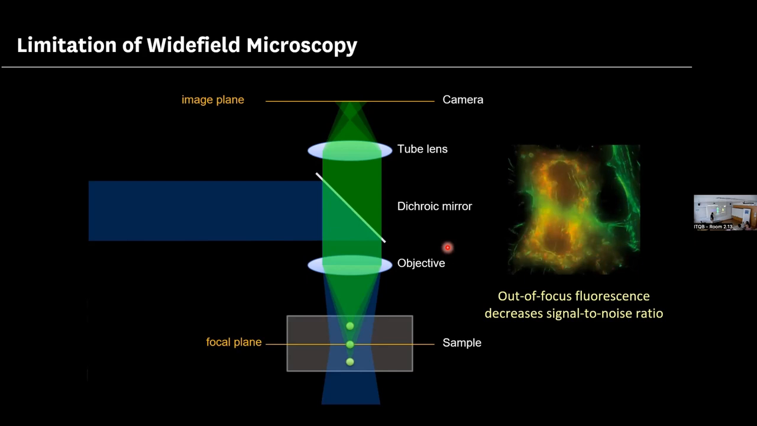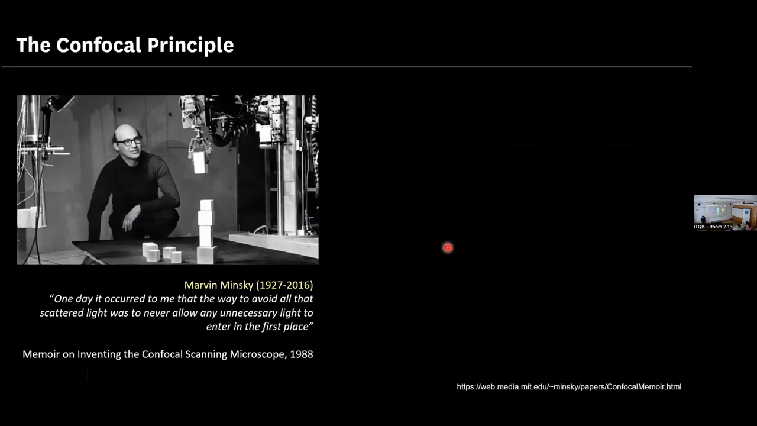If we have just a layer of cells, something very thin, it's fine. If we start looking at very large, very thick samples, this will be more and more problematic. For a very, very thick sample, you might not be able to see anything. And this was the case for the brain.